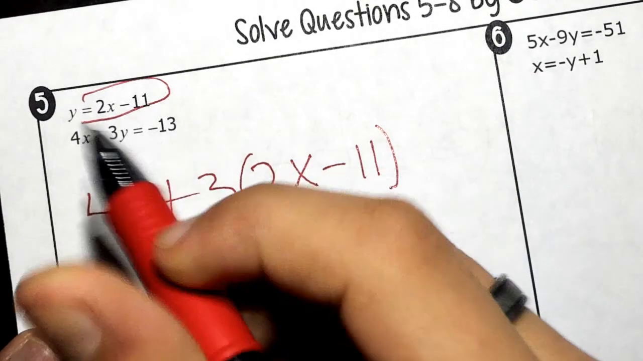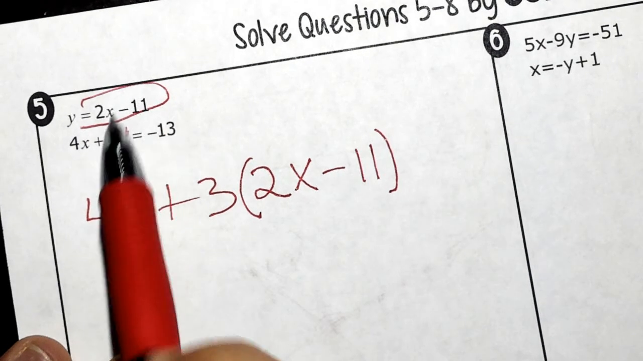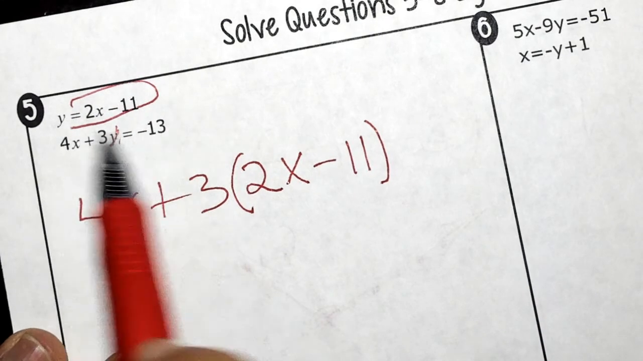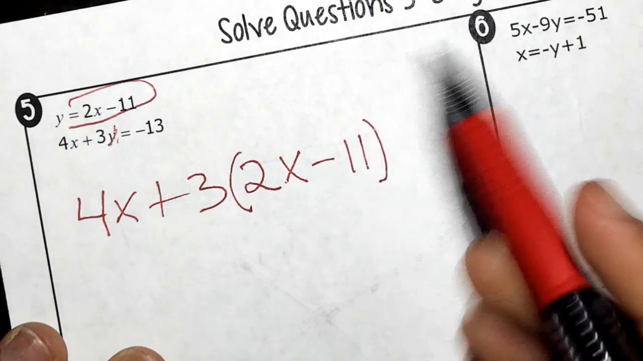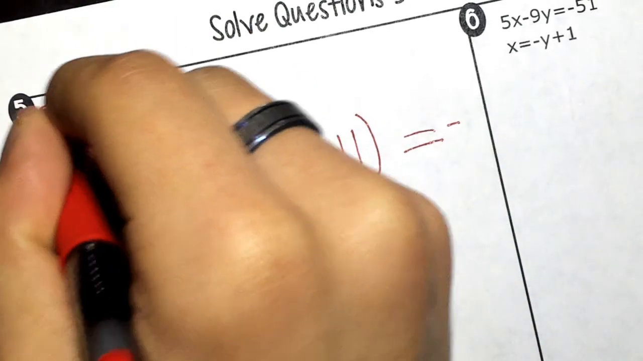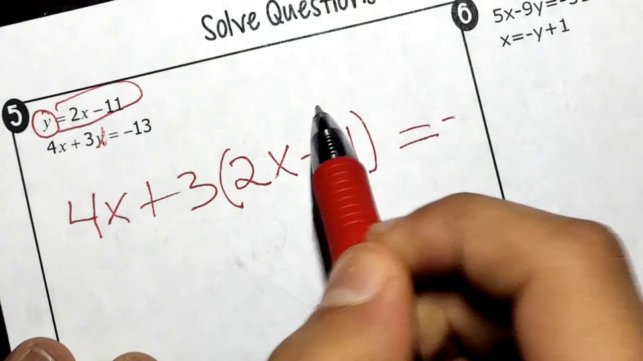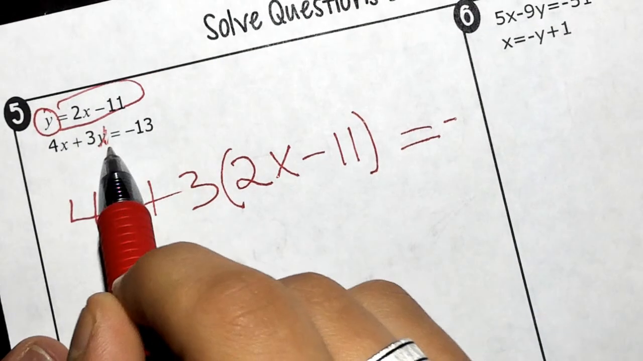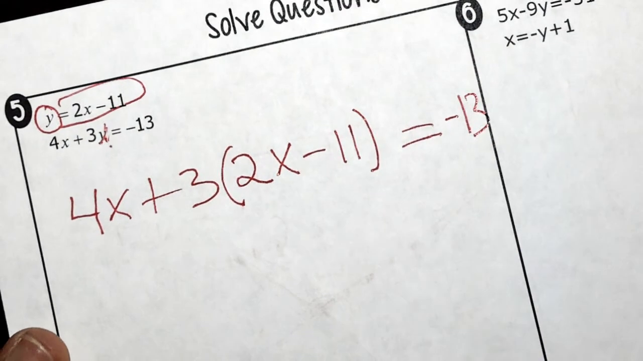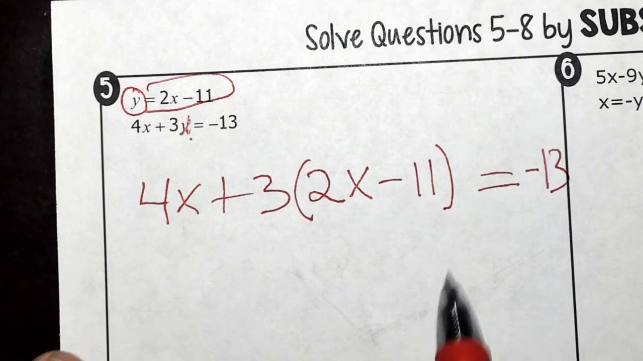So basically, you're going to substitute the y in for this entire equation, and then your equal would be your negative 13. Because you see, this is where your y equals, and that's where your y is right there, so you would put that equation in for your y, and then be negative 13. If that doesn't make sense, just ask your teacher.